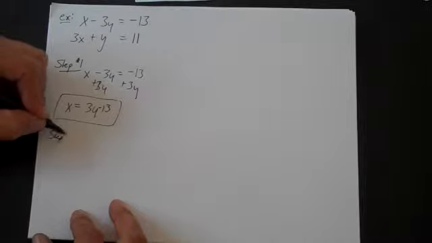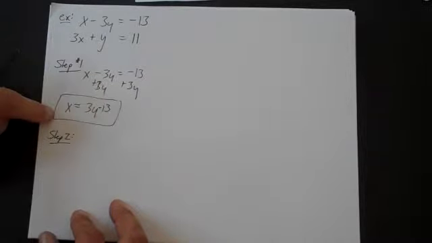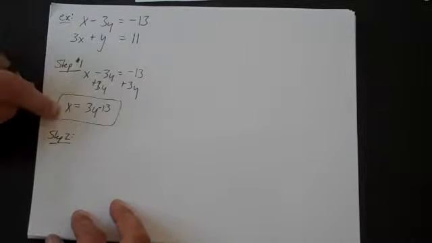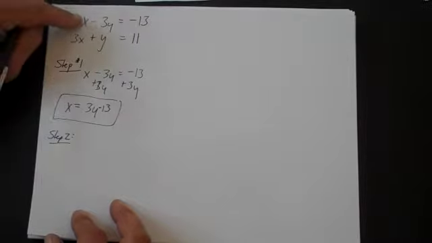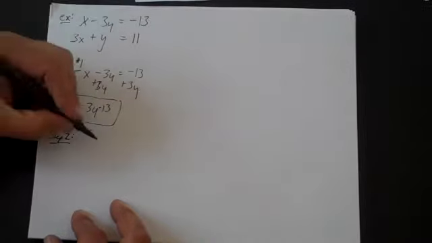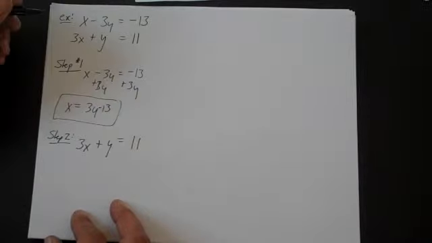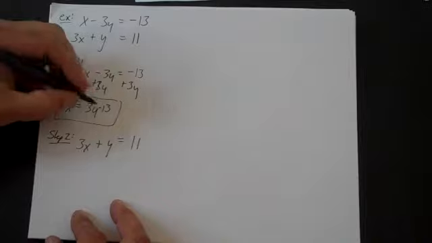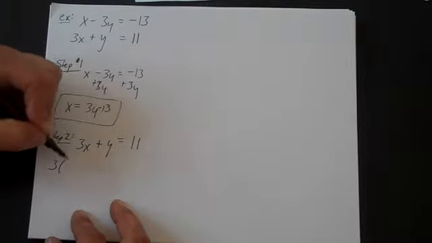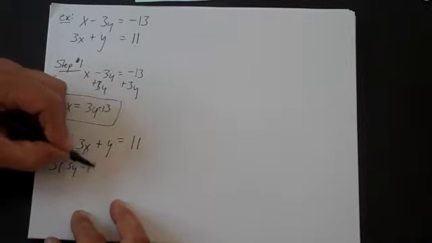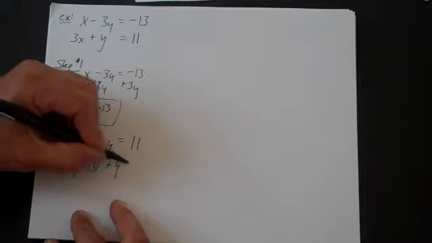Step number 2 is I take this answer and I plug it into the other equation. Now it's very important that I use the equation I did not use the first time. I used the first equation, so now I'm going to use the second equation: 3x plus y is 11. Where the x is, I'm going to plug in 3y minus 13. So it's 3 times (3y minus 13) plus y is equal to 11.